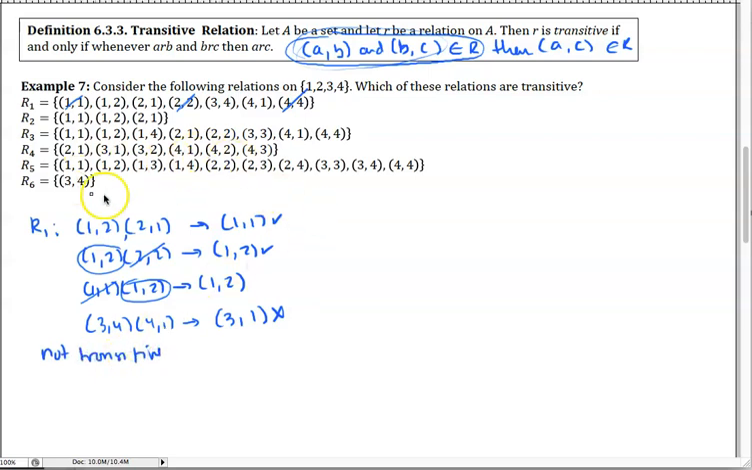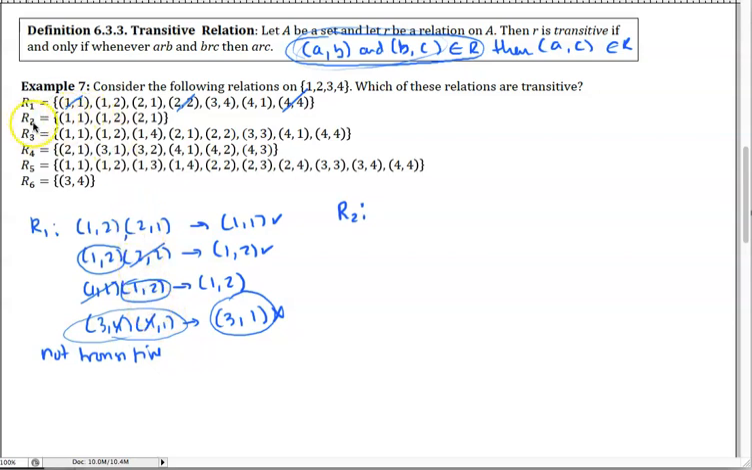Okay, so you're kind of looking for breaking the rule. Basically you're looking for points where the second of one point and the first of the other, you can connect together. If you form a point from the A and the C, and that's not in there, then it's not transitive. But if you can't find points like this to start with, then it's transitive by default.